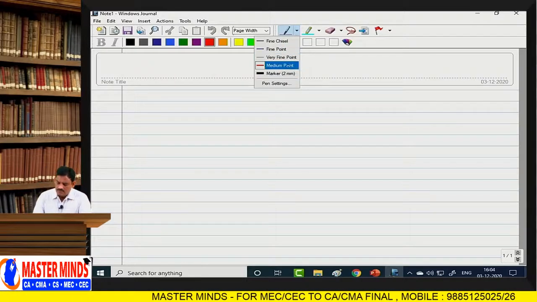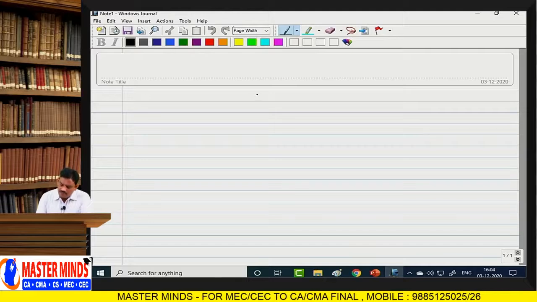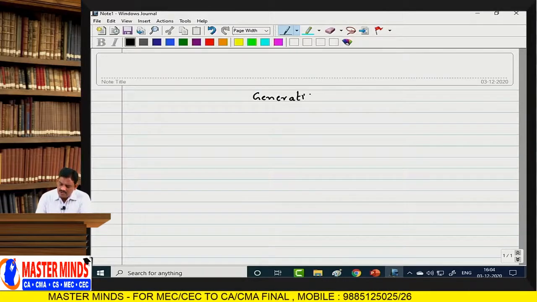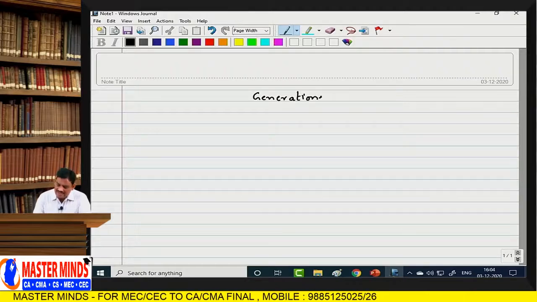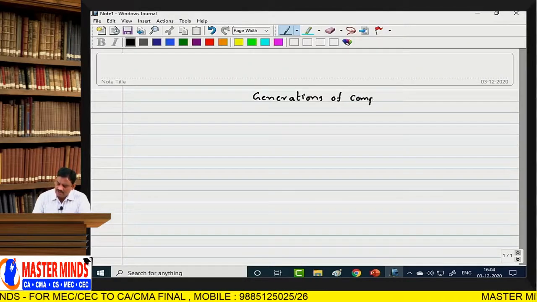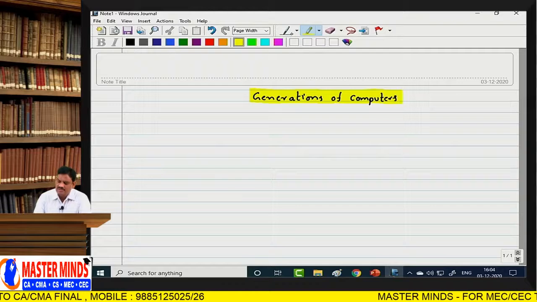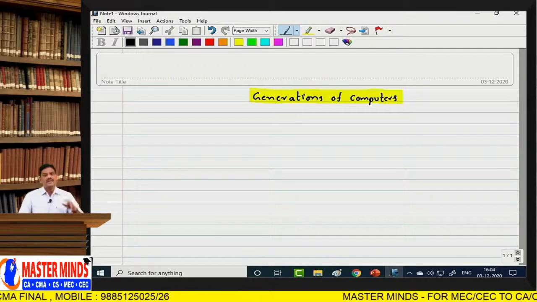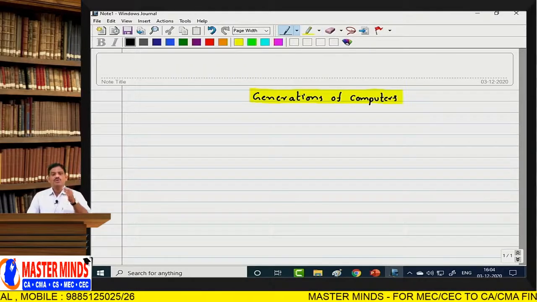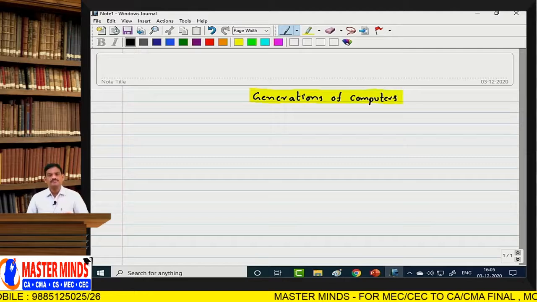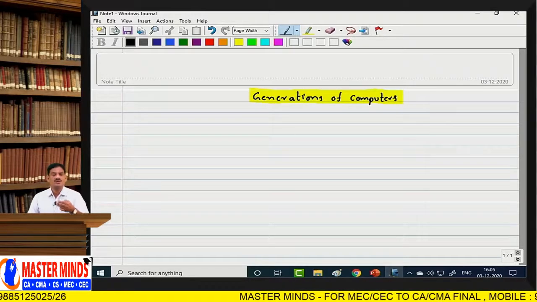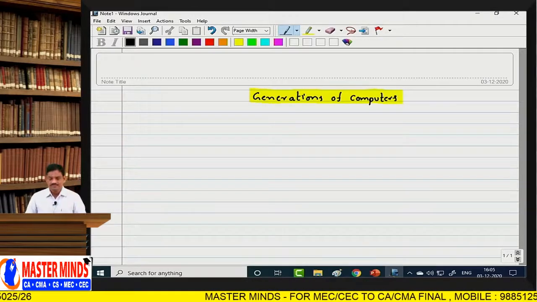See, today we are seeing computers that evolved from various generations. Let us have generations of computer. Basically, before going to the generations of computer, let us have a look at languages.